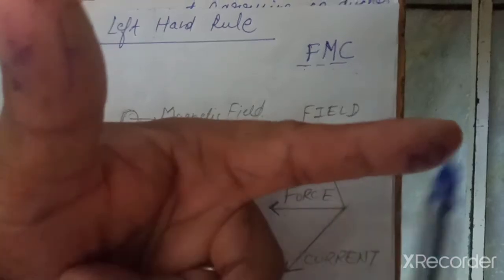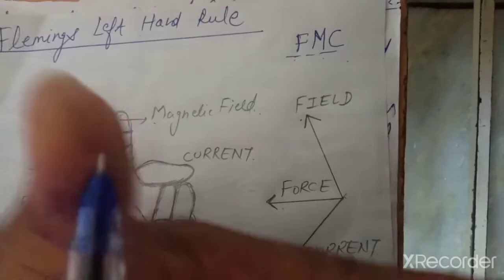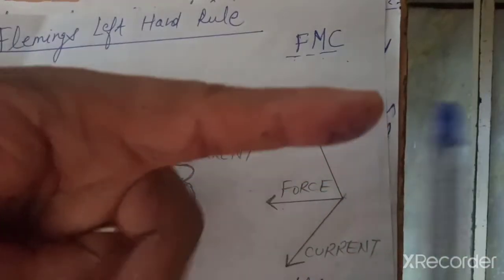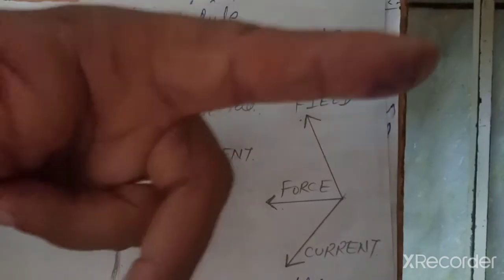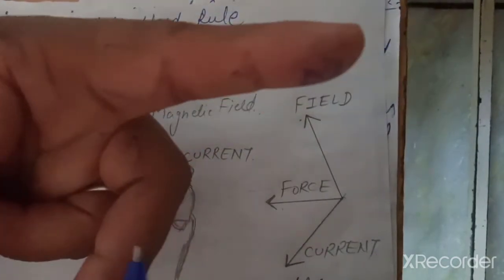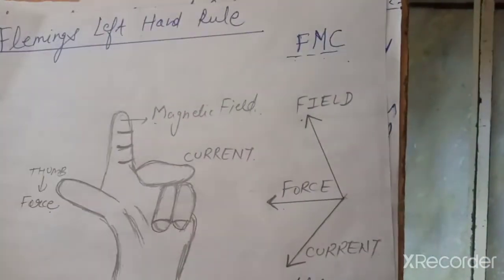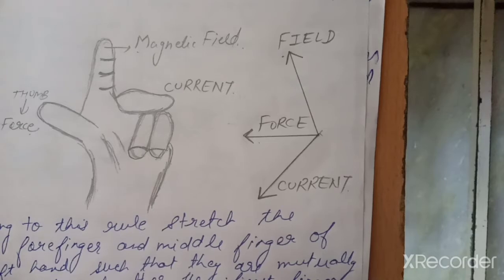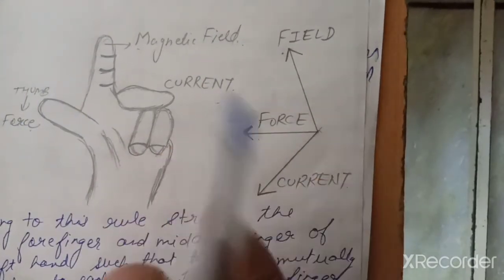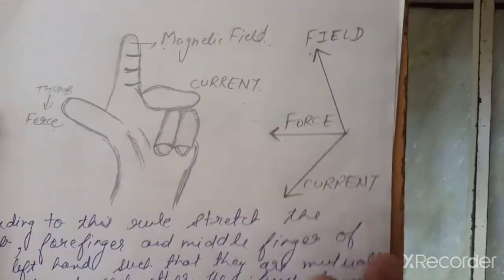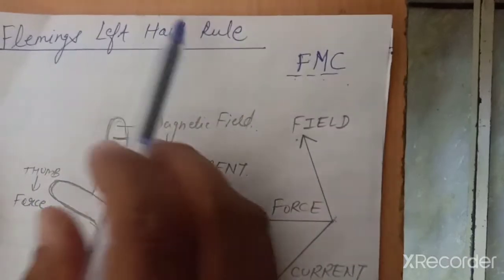In Fleming's left hand rule, you just stretch your forefinger, middle finger and thumb. This is F, this is M and this is C. F means the direction of the force, M is the direction of the magnetic field, and C is the direction of current. You have to understand this rule by stretching all three fingers perpendicular to each other, and each finger shows a definite direction of force, magnetic field and current. What is the application of this rule? We apply it to the force acting on a current carrying conductor.